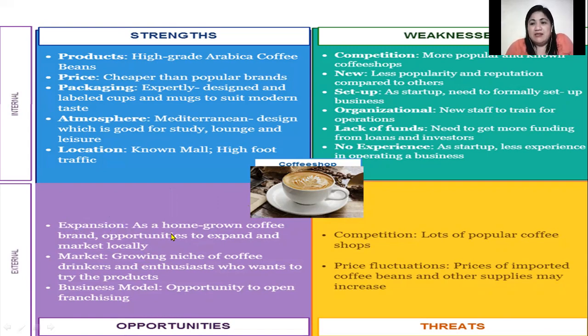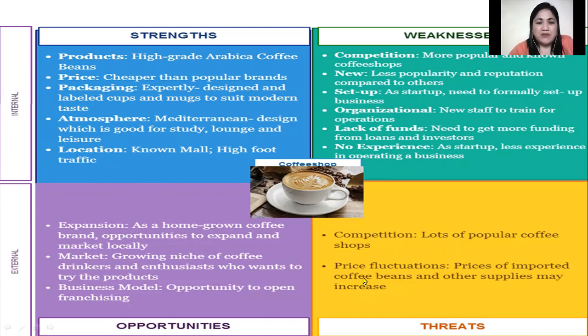Yan, yung mga mahihilig magsipagkape. Minsan kasi yung pagkakape ay nagiging status symbol na rin. And maganda yung kanyang business model which is open for franchising. Ang weakness niya ngayon, katulad kanina, ang threat niya, kasi minsan nagkakahawig yung threat at saka yung weakness. Ang nagiging threat sa business niya ay marami nga siyang popular coffee shop sa nearby. Malapit sa kanya at yun ang nagiging direct competitors niya.